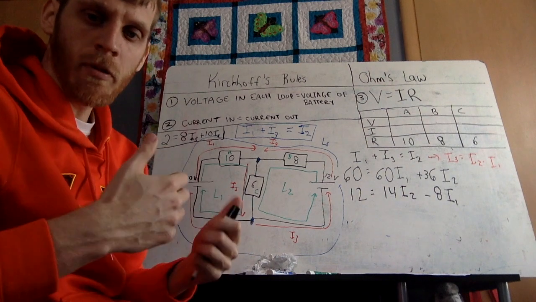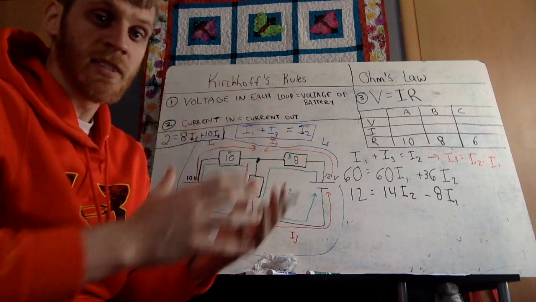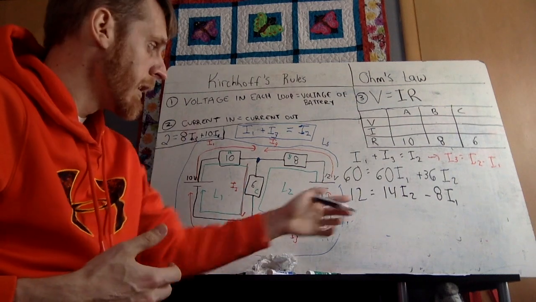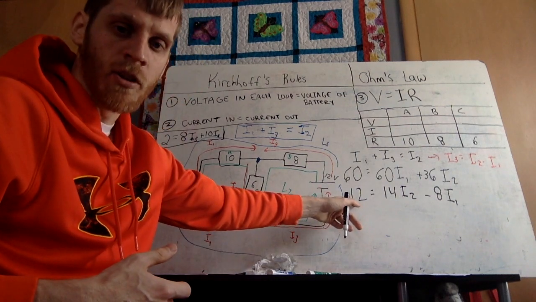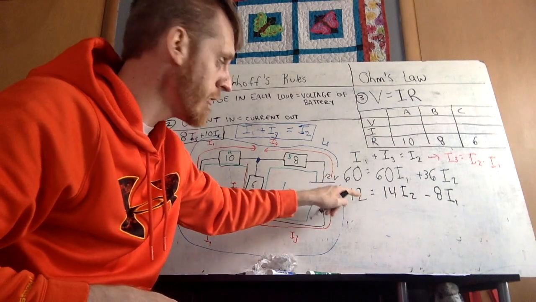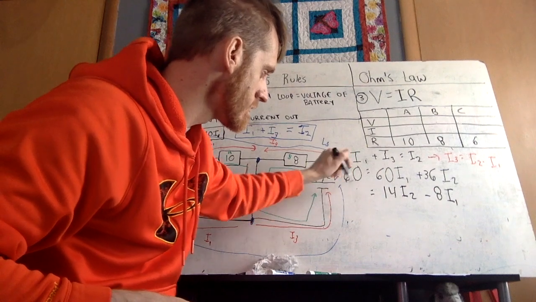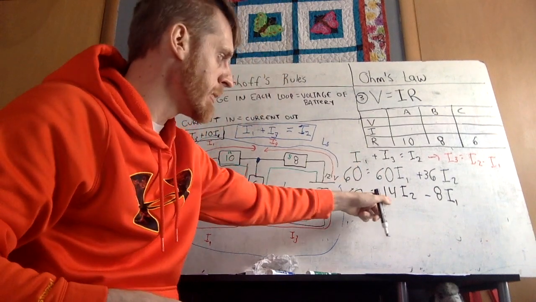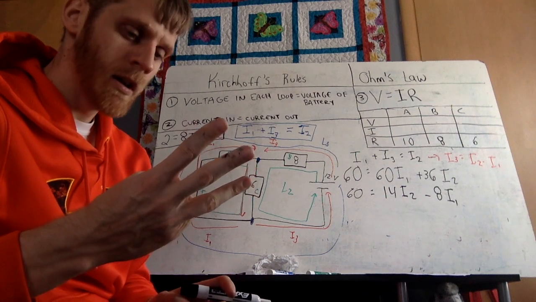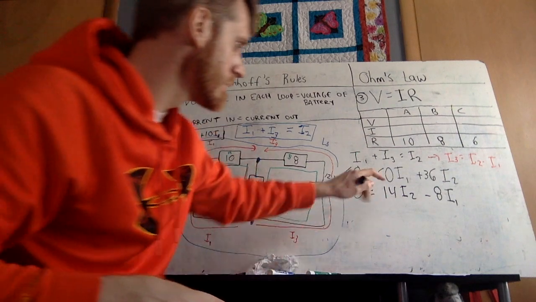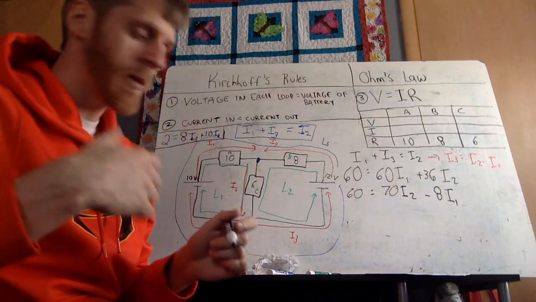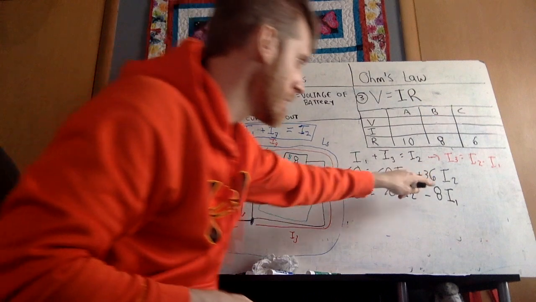Okay, so I didn't really change that equation. I just multiplied everything in the equation by 6, and it still holds true. I'm going to do a very similar thing to the bottom equation here. I'm going to multiply everything by 5. If I multiply the 12 by 5, I get 60. If I multiply the 14 by 5, I get 14, 28, 42, 56, 70. And then if I multiply 8 by 5, I get 40.